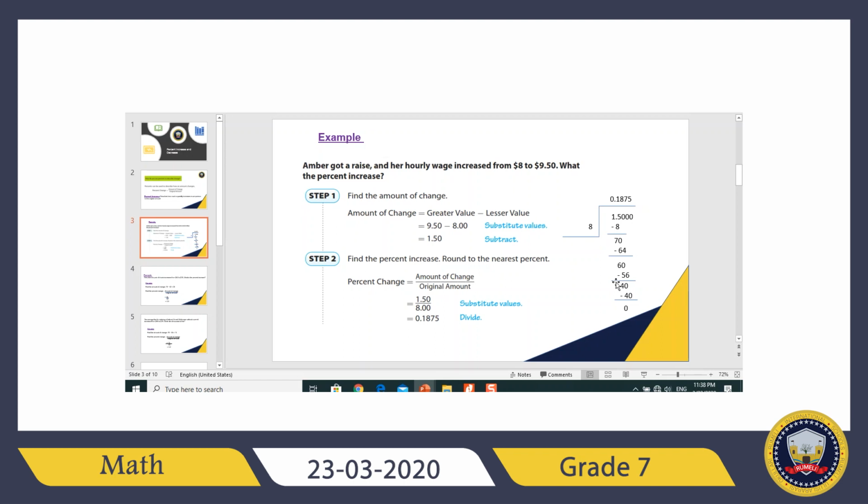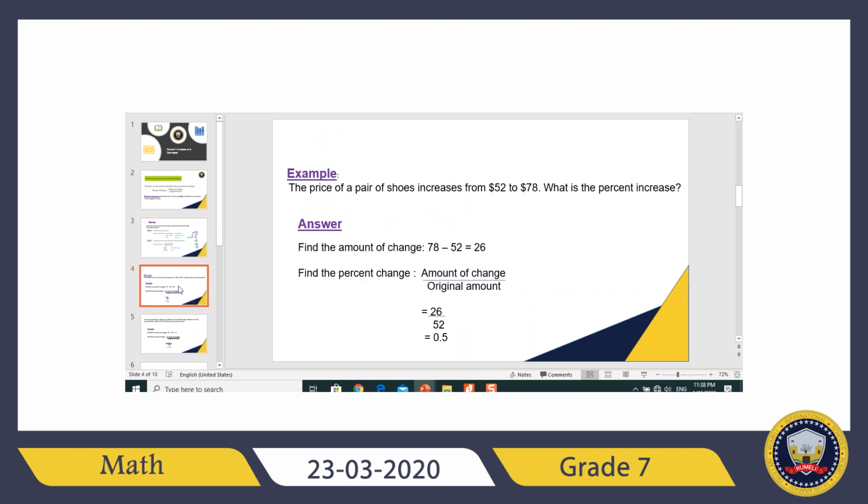Okay, let's take another example quickly. Here, the price of a pair of shoes increases from 52 to 78. So before, I used to buy a pair of shoes for $52. Now I went to buy a new pair of shoes. I found out that the price changed to $78. It increased, the price increased to $78. What is the percent of change?